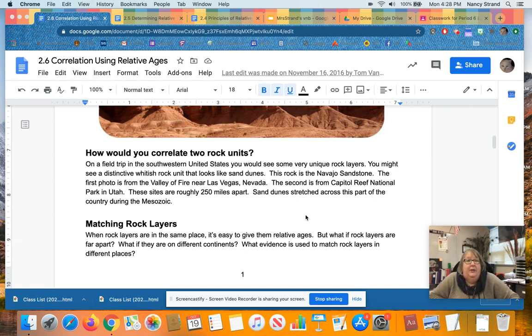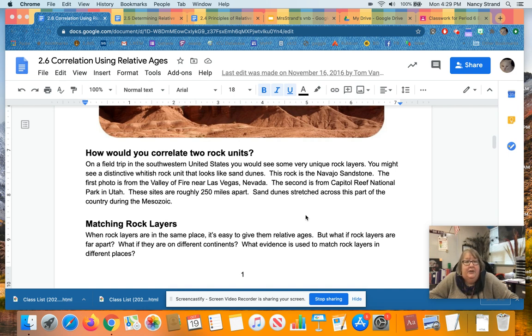The first photo is from the Valley of Fire near Las Vegas, Nevada. The second is from Capitol Reef National Park in Utah. These sites are roughly 250 miles apart. Sand dunes stretched across this part of the country during the Mesozoic period.